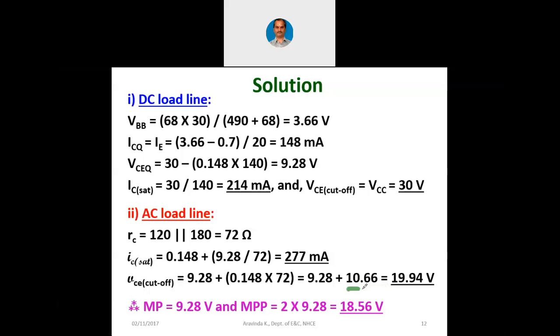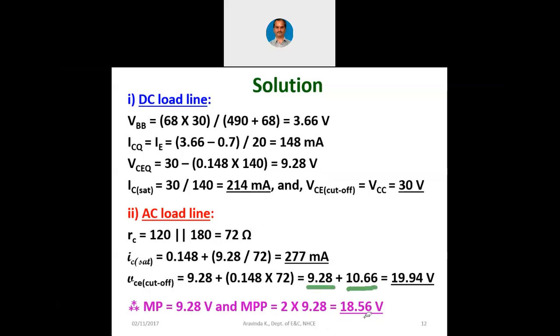There is this 10.66, which corresponds to ICQ into RC, and there is this VCEQ, right? Out of these, which one is smaller? 9.28 is smaller. Actually, we can find it out from this equation only, because both terms are here itself. Out of these, 9.28 is lesser than 10.66. So whichever is lesser, that is considered here.